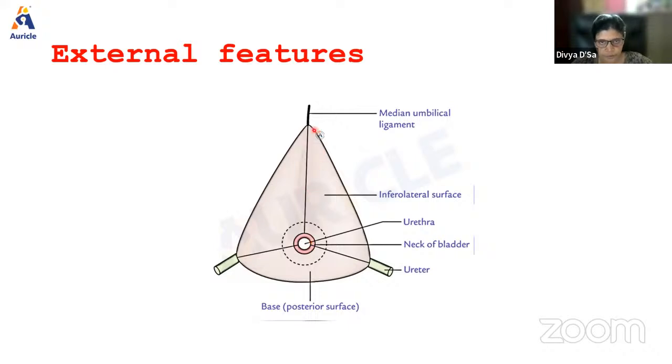The apex is directed forwards, and the apex gives attachment to the medial umbilical ligament. This is the medial umbilical ligament, which will extend up to the umbilicus on the anterior peritoneal wall. The base is the posterior inferior surface of the bladder. This will be directed backwards and downwards.